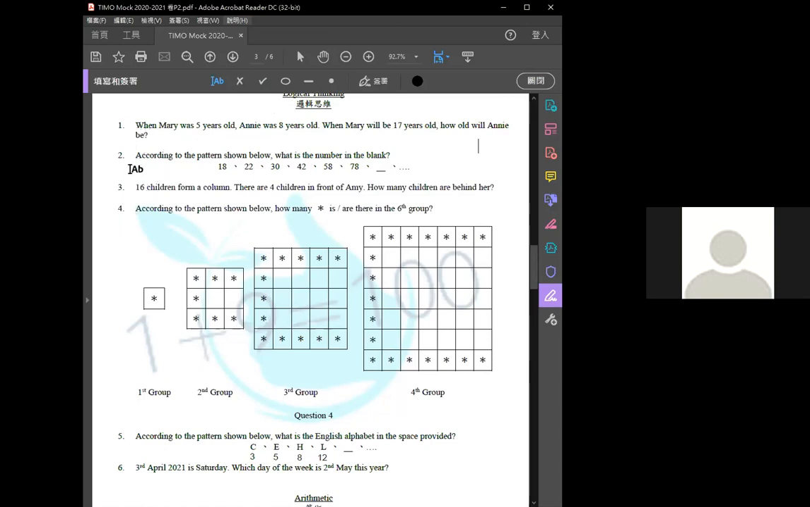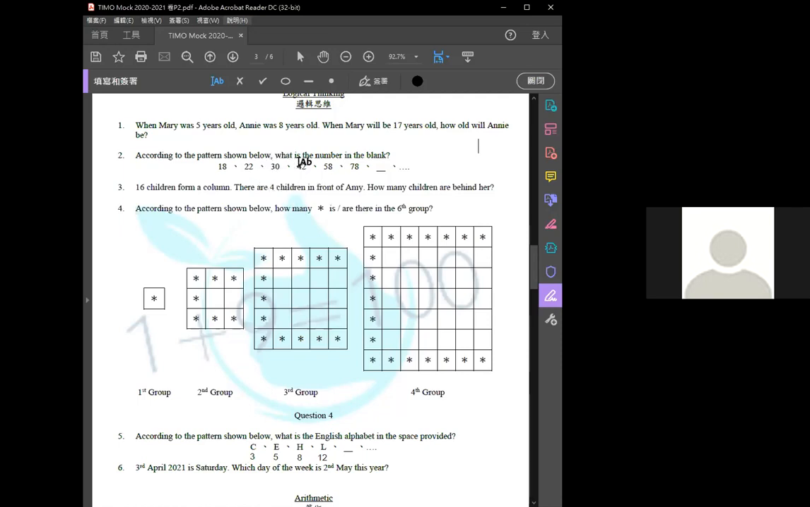And then for question 2, according to the pattern shown below, what is the number in the blank? So for this one, the first number is 18, the second number is 22, the third number is 30. So we try to find a pattern here. It's like 18 plus 4 equals 22, 22 plus 8 equals 30, 30 plus 12 equals 42.